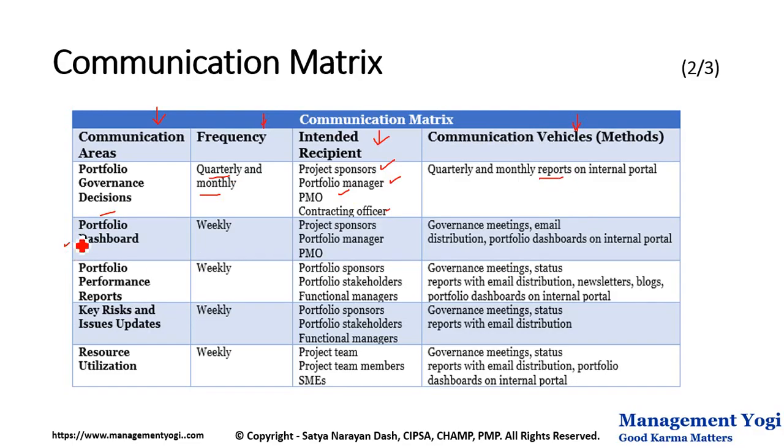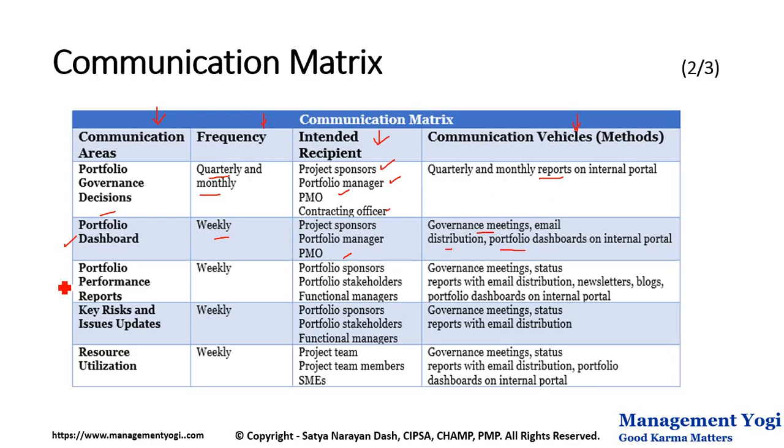Then you have portfolio dashboard, another communication area. Frequency is weekly. In a dashboard, a lot of information will be there. You would have seen a number of dashboards, like at a railway platform or at an airport. The flight information, the departure and arrival times, those are dashboard information. So similarly you can also have a portfolio dashboard for communication. We are going to see how the portfolio dashboard looks in this knowledge area. Here the frequency for dashboard communication is weekly. Intended recipients: project sponsors, portfolio manager and the PMO. Communication vehicles or methods: governance meetings, email distribution, portfolio dashboards on internal portal.